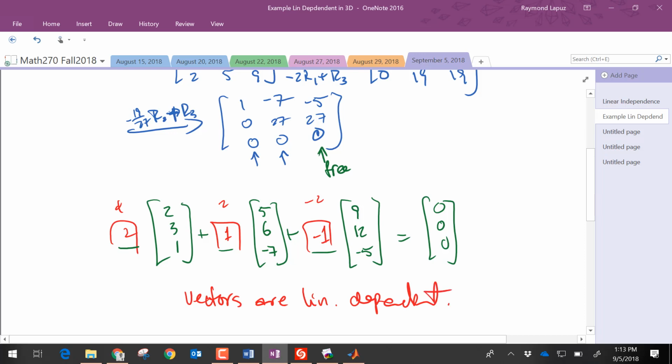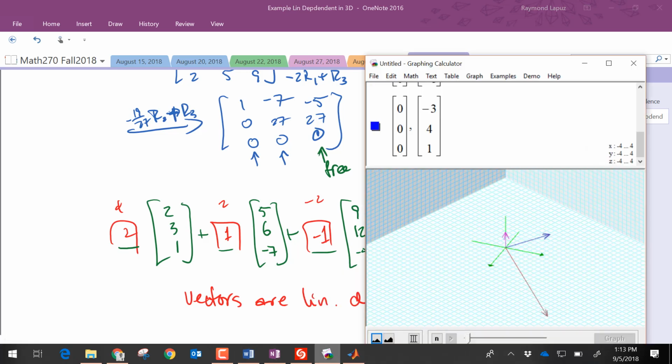So now that I know that they're dependent, I can look at them and say, they don't all fall on the same line, but somehow these vectors will all be on the same plane. So let's take a look at how that would look graphically, because we have the power to graph stuff. I'm just going to use the same template over here and graph.